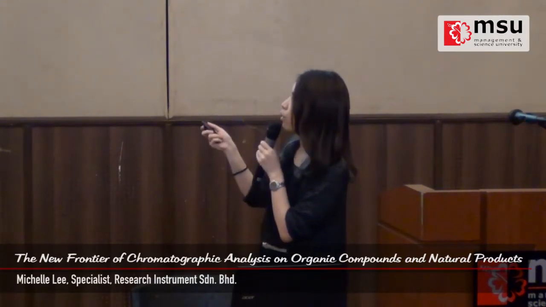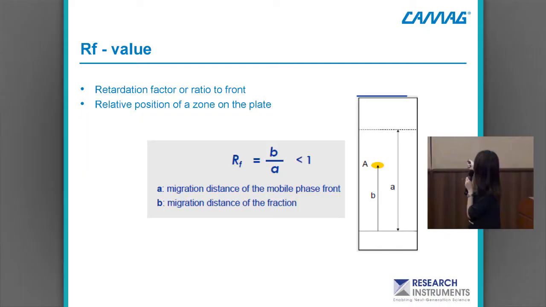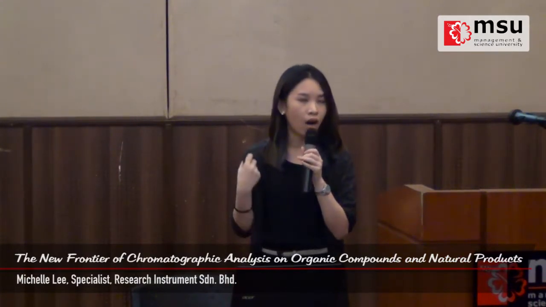So how do you calculate this RF value? This is a plate. This bottom line is where you spot your sample. And then let's say I give a migration distance. I let the mobile phase migrate, let's say 7 cm. Your RF value is generally the distance your sample travelled divided by the distance the mobile phase travelled. So that is your retention factor, RF value. That is the main parameter in the TLC technique.